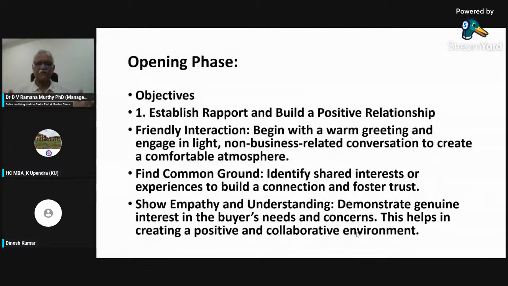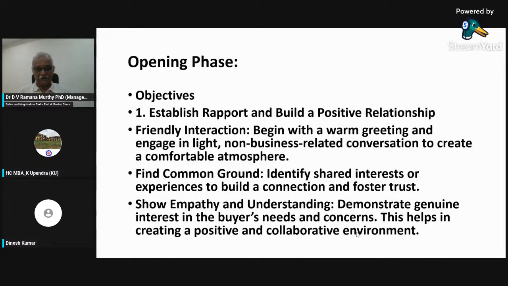But otherwise, normally, you need to start with friendly interaction. This conversation, friendly interaction, can create a comfortable atmosphere between yourself and the client organization to open up clearly and go for a fruitful interaction. Then you find common ground, where you identify shared interests and experiences to build connection and foster trust between yourself and the client organization.